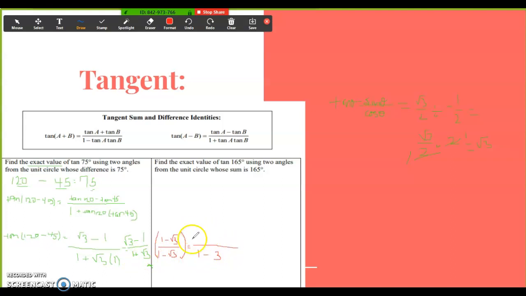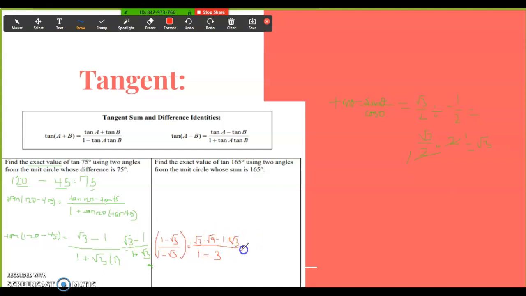a negative 1. In the numerator here, if we multiply these out, radical 3 times 1, that's just radical 3. Radical 3 times a negative radical 3 is negative radical 9, which we know is just 3. And then negative 1 times 1 is a negative 1. And negative 1 times radical 3 is positive radical 3.